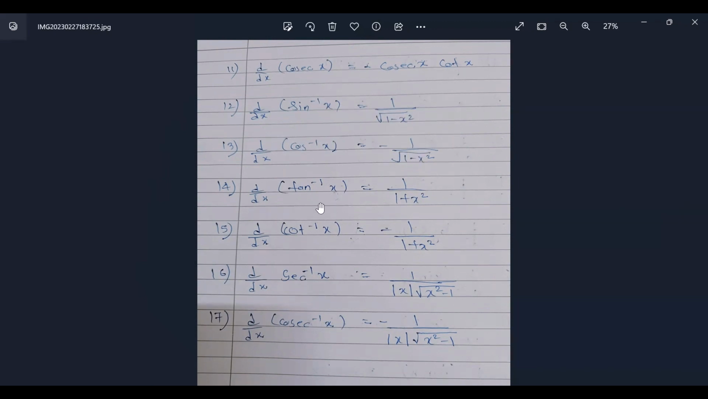Similarly, for tan inverse x, we have 1 upon 1 plus x square. So cot inverse x, you just remember this formula, put minus in front of that since it's starting with C. So 1 upon 1 plus x square, negative. Similarly, for sec inverse x, we have 1 upon x into root of x square minus 1. And for cosec inverse x, since starting with C, we'll just put minus sign in front of this value. So it will become negative 1 upon x into root of x square minus 1.